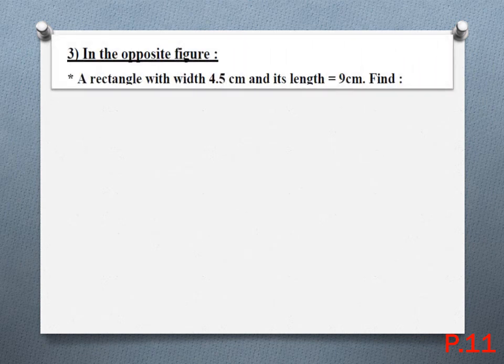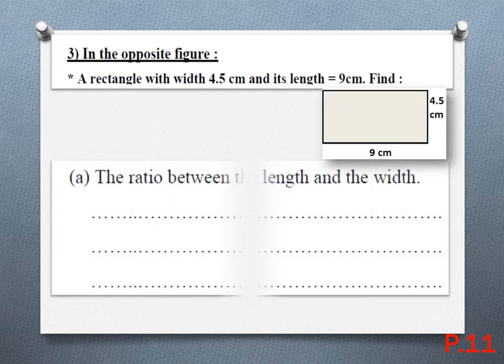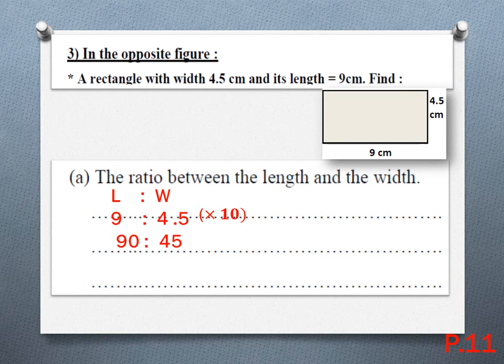In the opposite figure, a rectangle with width 4.5 cm and its length equals 9 cm. Find the ratio between the length and the width. Write length to width. Under length, write the number of the length, 9 cm, and width 4.5 cm. We have the same unit here. Cancel the unit and start to simplify this ratio. But here we have a decimal number. I need to multiply the two terms of the ratio by 10 to change into whole numbers.